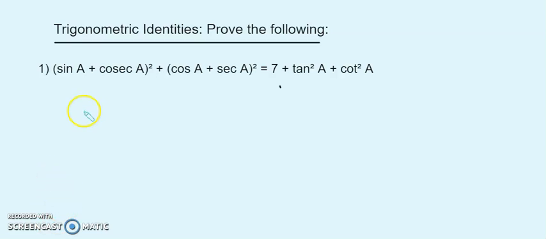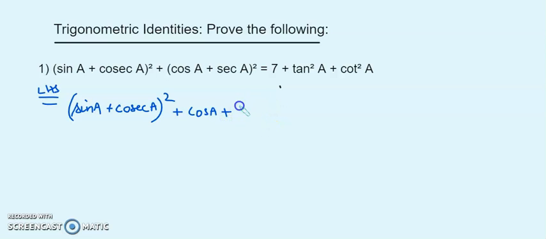So as you can see here, the first question: (sin a + cosec a) the whole square plus (cos a + sec a) the whole square. I think opening the right hand side is not going to give us two separate binomial squares, right? So we'll go with the left hand side: (sin a + cosec a) the whole square plus (cos a + sec a) the whole square.